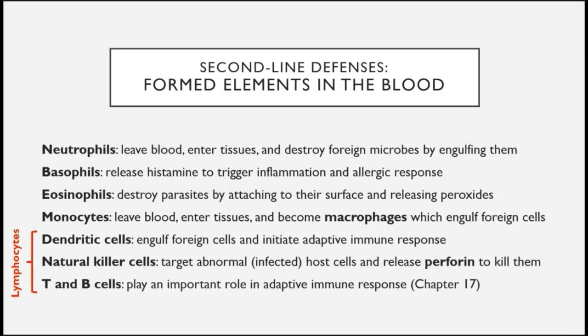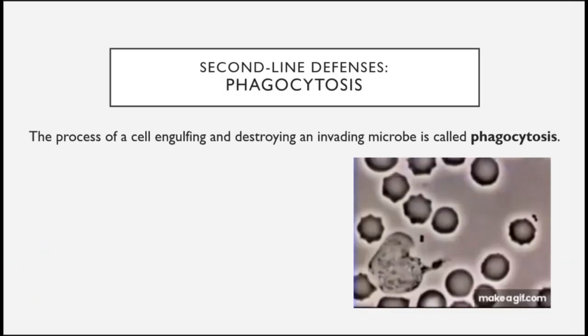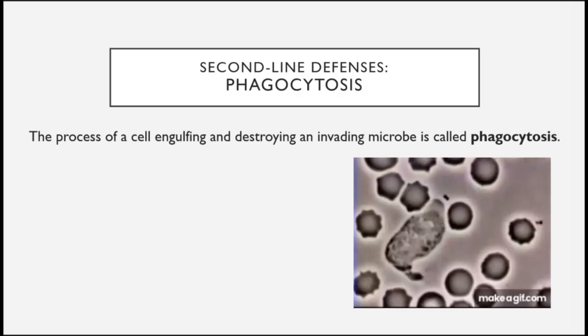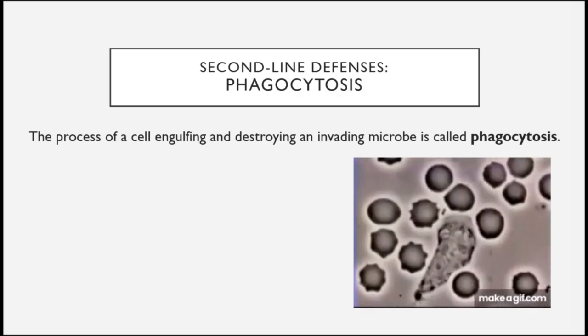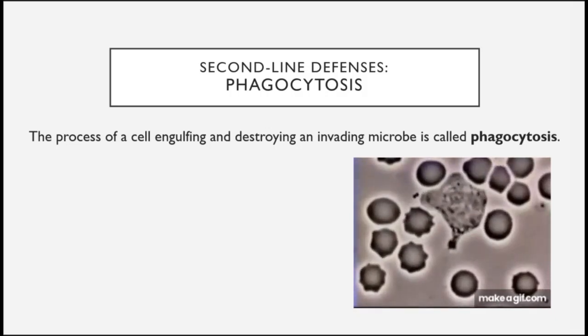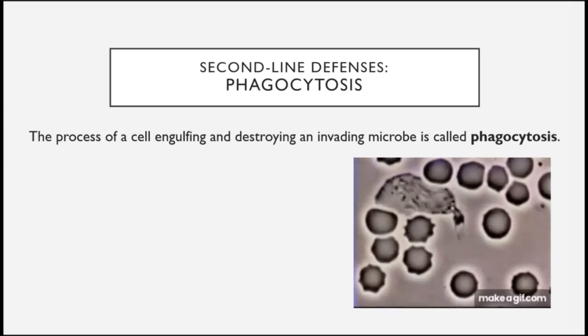The dendritic cells, the natural killer cells, and T cells and B cells are all called lymphocytes. They are called lymphocytes simply because they are white blood cells that exist in our lymph system. Now let's discuss the process of phagocytosis, or engulfing of cells. The process of a cell engulfing and destroying an invading microbe is called phagocytosis.